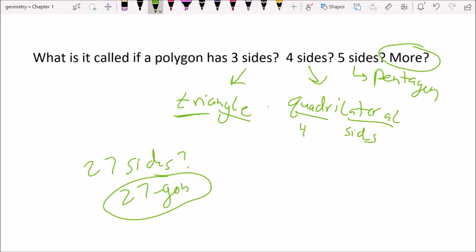I want you to know that 6 is a hexagon and 8 is an octagon and 10 is a decagon. But beyond that, you don't need to know that 12 sides is a dodecagon. You can just say it's a 12-gon, and that will communicate clearly what you understand.